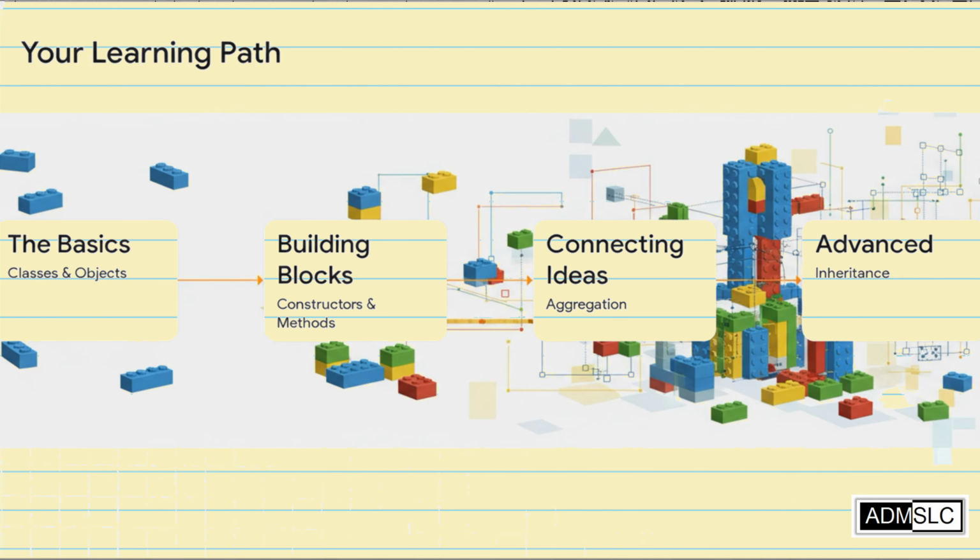So here's our game plan. This is the path we're going to take. We'll start with the absolute basics, getting to know those digital Legos, our classes and objects. Then, we'll learn how to actually put them together, connect them in some really cool ways, and finally, build some pretty advanced structures. It's a total step-by-step process, where every new idea stacks right on top of the last one.